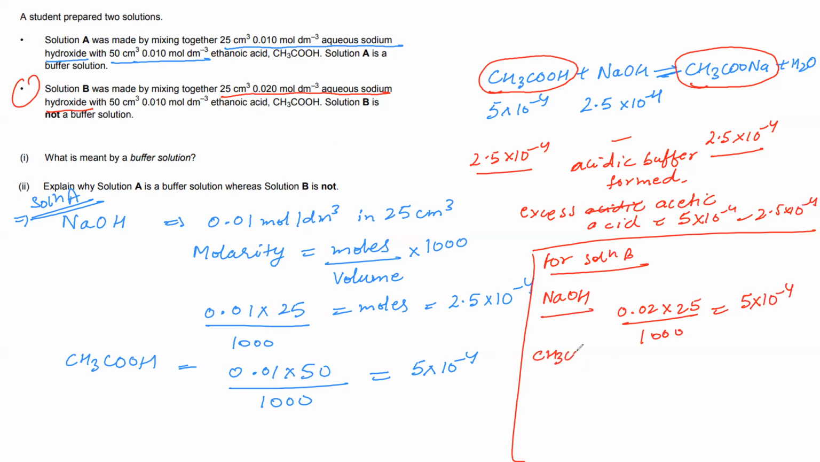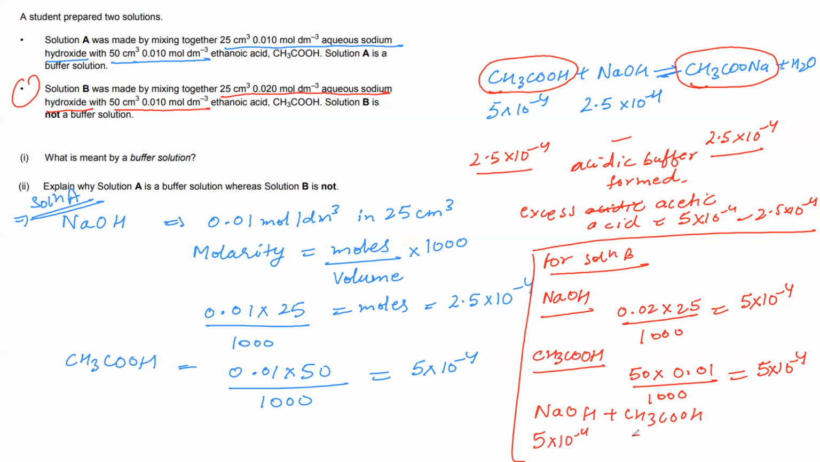And for the acetic acid, how much? It is 50 into 0.01 by 1000. So this is also equal to 5 into 10 to the power negative 4. So basically, in both the cases, the moles are equal. This is 5 into 10 to the power negative 4, and this is also 5 into 10 to the power negative 4. So basically a normal acid-base reaction will take place. Nothing else will happen. No buffer would be formed.